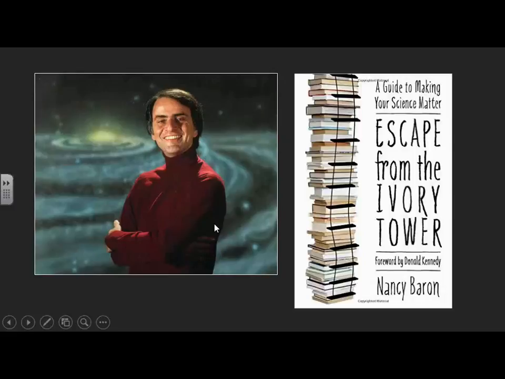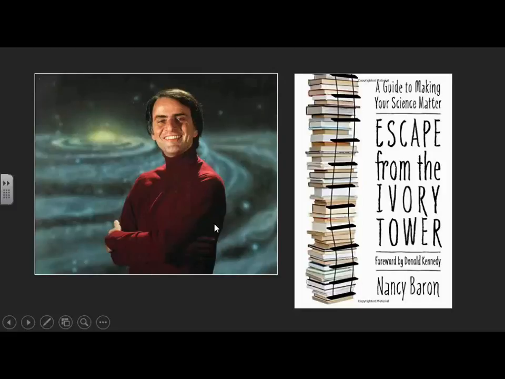But on the other side, as I said, there's increasing expectation and demand on scientists to do exactly that. So the scientist is sort of caught in the middle. What are the risks and what are the rewards? And should I be doing this or shouldn't I be doing this? This book, Escape from the Ivory Tower, was written by Nancy Baron. It's available as an ebook for a few dollars. I can really recommend that.